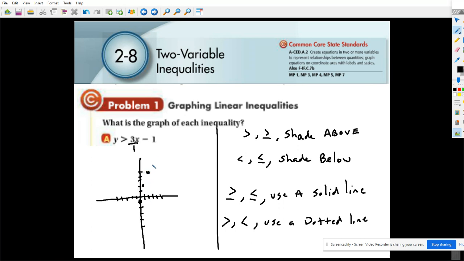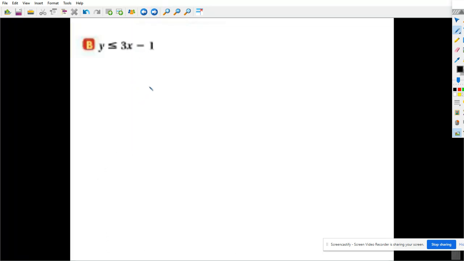If this was a normal line, I would just connect the dots here and draw a nice, very straight line. But because it's a greater than symbol, I have to look over here and ask myself, is it a solid or dotted line? Greater than, greater than. I'm going to use a dotted line. What does that dotted line signify? It signifies that if I were to plug in any ordered pair from the line, it would not make this inequality true. And because it's a greater than, I'm going to shade above the line. And what am I shading? I'm shading every possible solution that would make this inequality true. So I graph it just like I would a normal line. I just have 4 things that I have to make sure I pay attention to based on the inequality symbol.